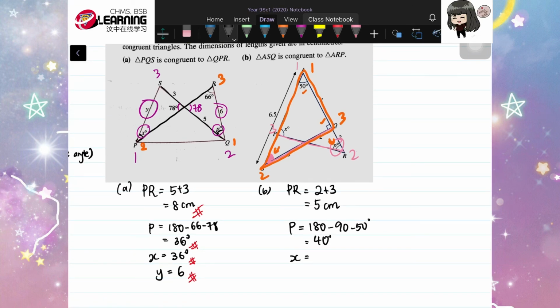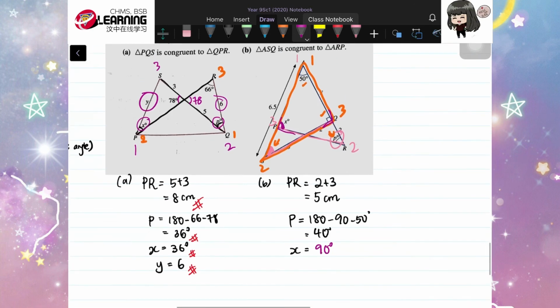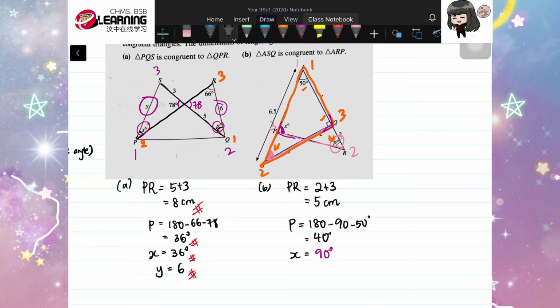Okay, and for value of X, how about value of X? Okay, so value of X is 3 here, right? 3, so it's also here 3, so it's also 90 degrees. Okay, so it's also 90 degrees.